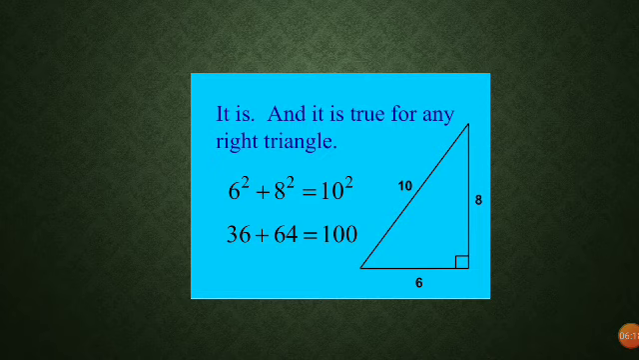It is true for any right angle triangle. 6 square plus 8 square equal to 10 square. The base is 6, another side is 8, and the hypotenuse is 10. So AB square plus BC square equals CA square. 6 square is 36, 8 square is 64, 10 square is 100. So 36 plus 64 is 100, equal to 100. The left hand side and right hand side are equal, so it is a right angle triangle.